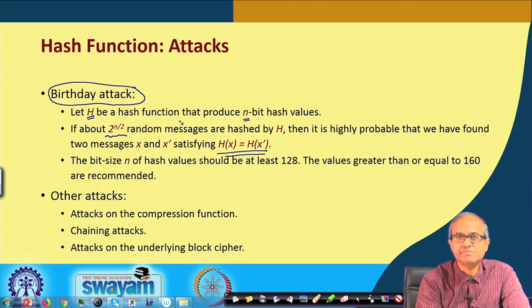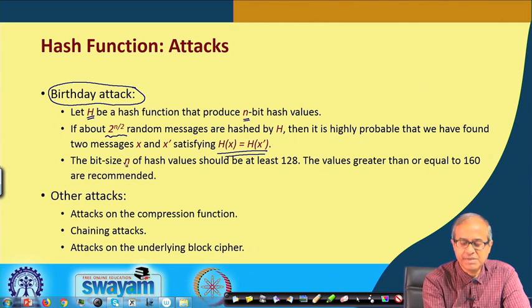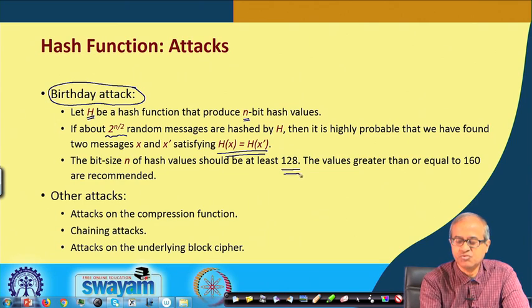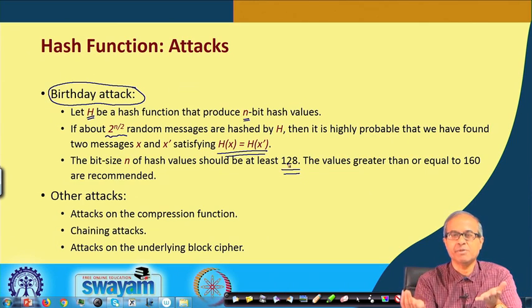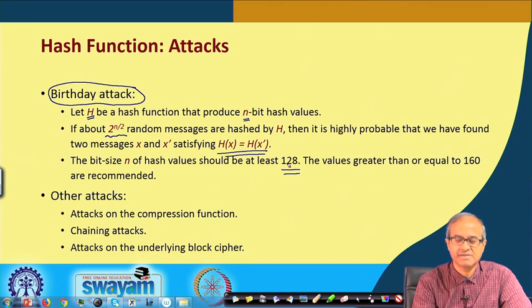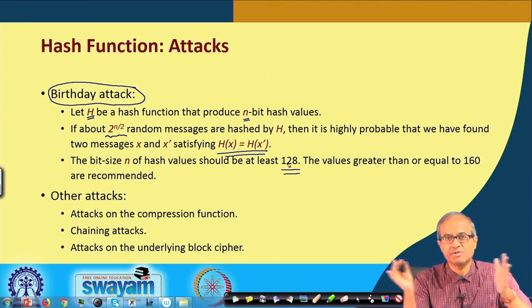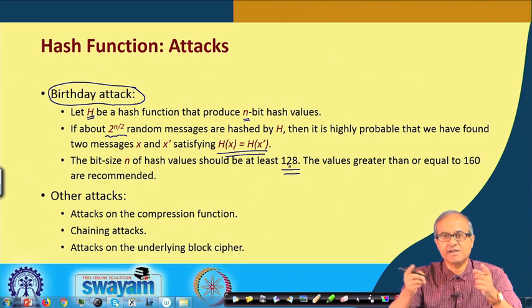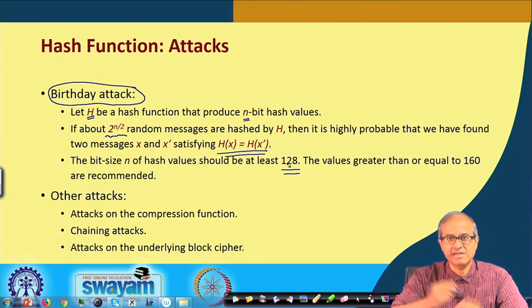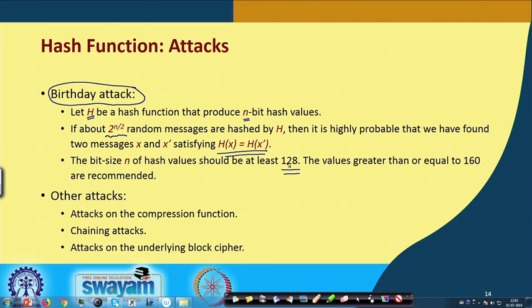Now, because of this birthday attack, this is possible. So, the number of bits n must be at least 128, because if you use a smaller value, then the birthday attack can be mounted and you can easily break it. To make it more difficult, you must use more bits. That is why I said SHA-512 uses 512 bits, it is much larger. So, it is much more difficult to mount this attack. Okay.